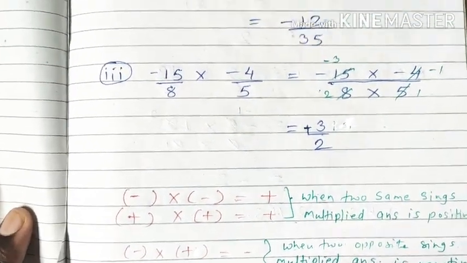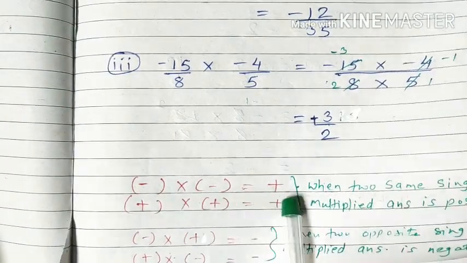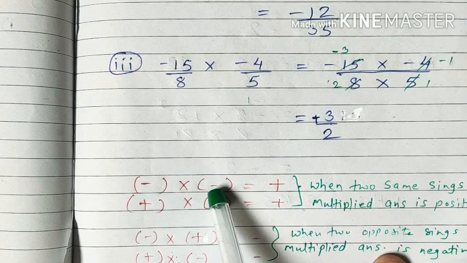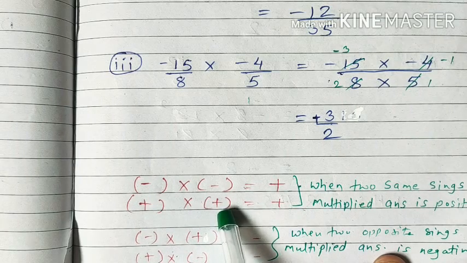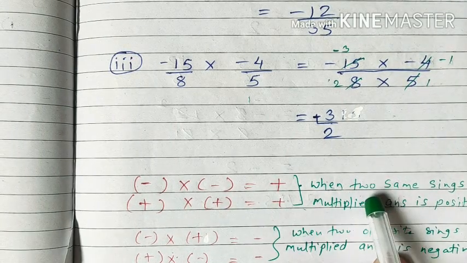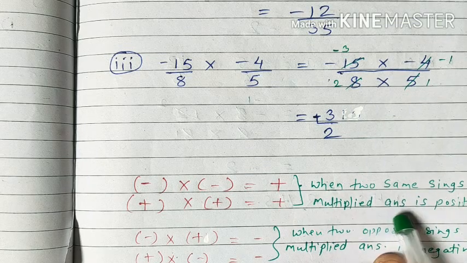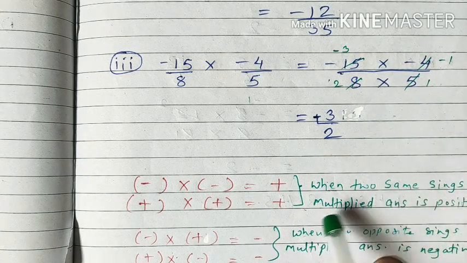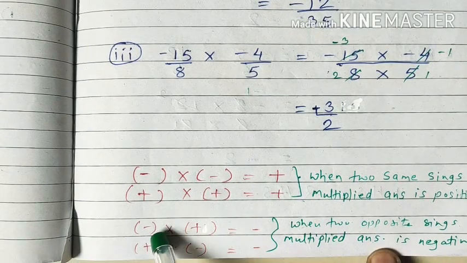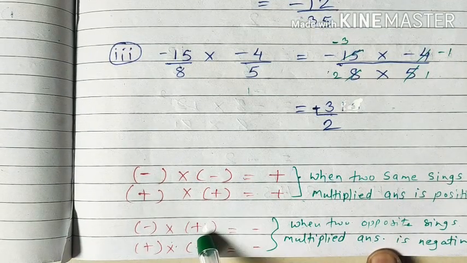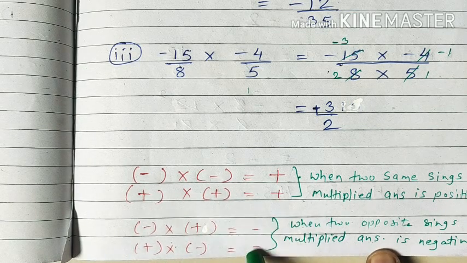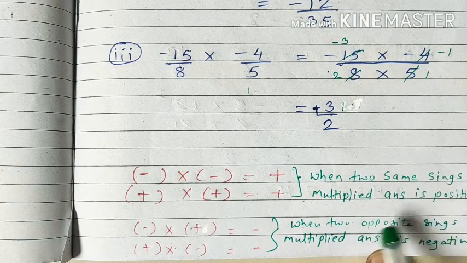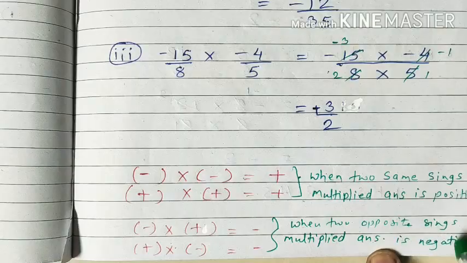Then the next thing is, when same sign numbers are multiplied, meaning minus multiplied by minus, the answer is positive. Again plus multiplied by plus, the answer is always positive. When two same sign numbers are multiplied, the answer is positive. And similarly, when two opposite sign numbers are multiplied, the answer is always negative. That means minus multiplied by plus or plus multiplied by minus, the answer is always negative. So we can say that when two opposite signs are multiplied, the answer is negative.